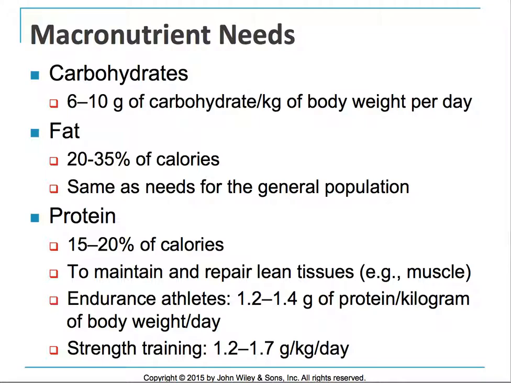In endurance athletes, the recommendation changes to 1.2 to 1.4 grams of protein per kilogram of body weight per day. And for athletes that are strength training, that recommendation is 1.2 to 1.7 grams per kilogram of body weight per day, depending on the level of their activity.